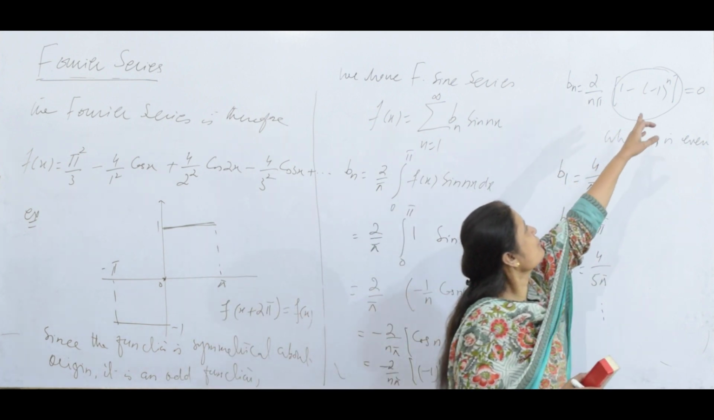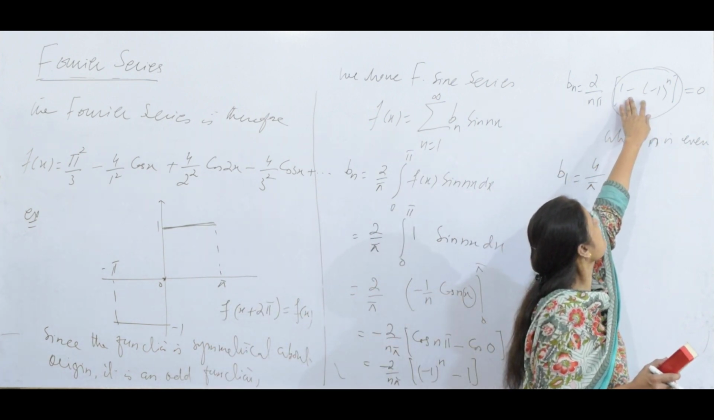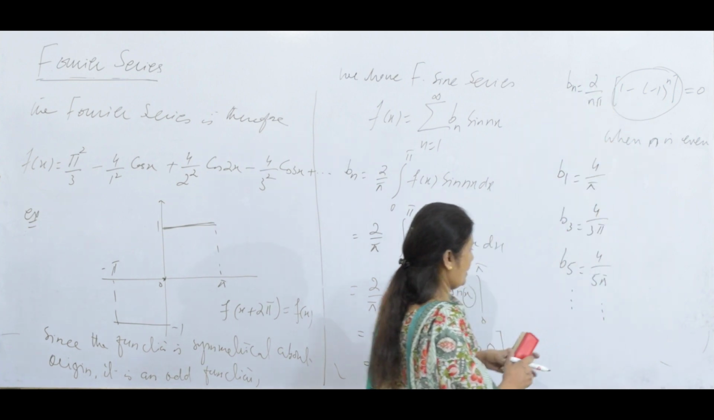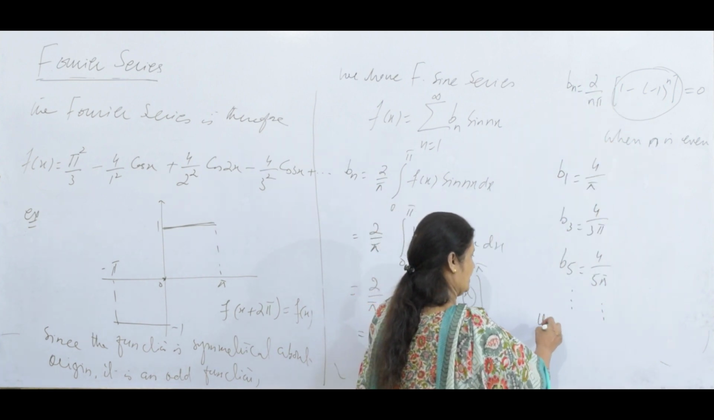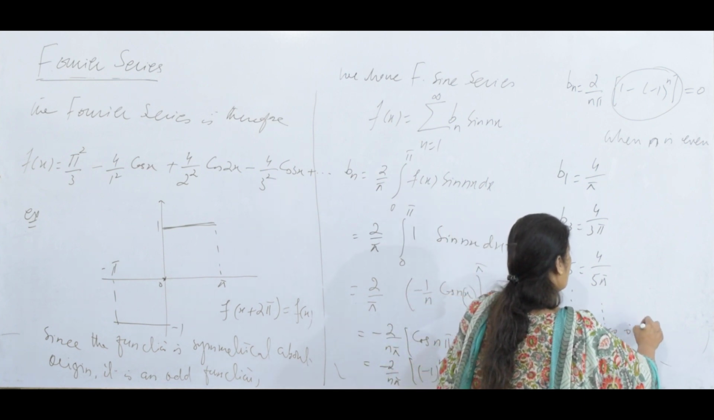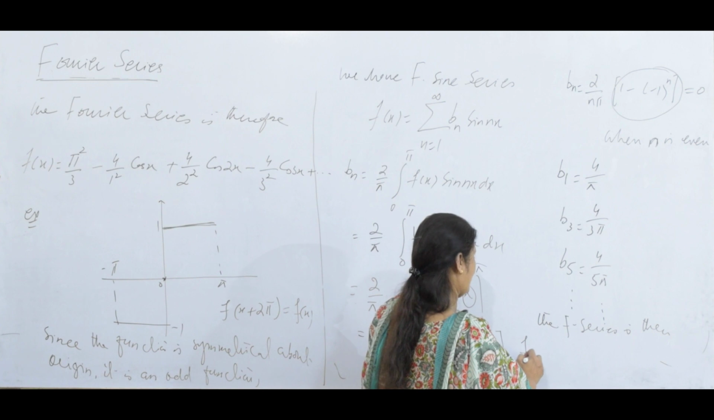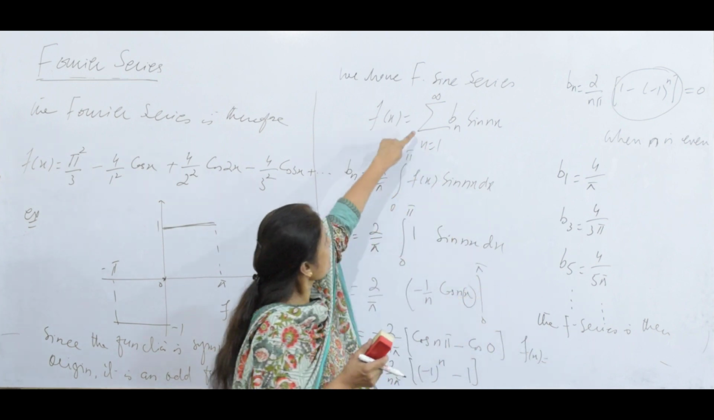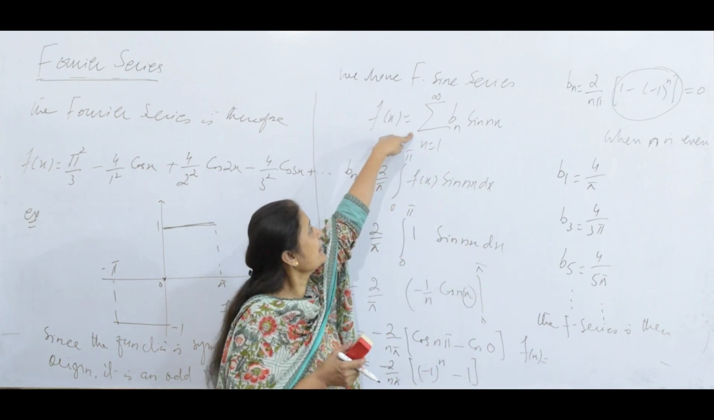Similarly, B7, so it will be minus and minus, plus 2 to the 4 by 7 pi, and so on. So the Fourier series then takes the form f of x is. So this is the series we have taken in the beginning.